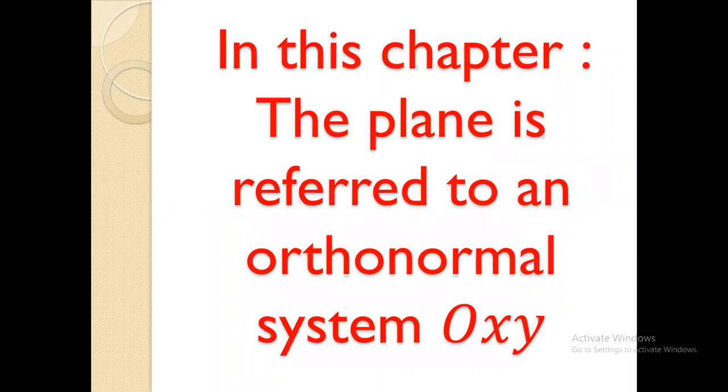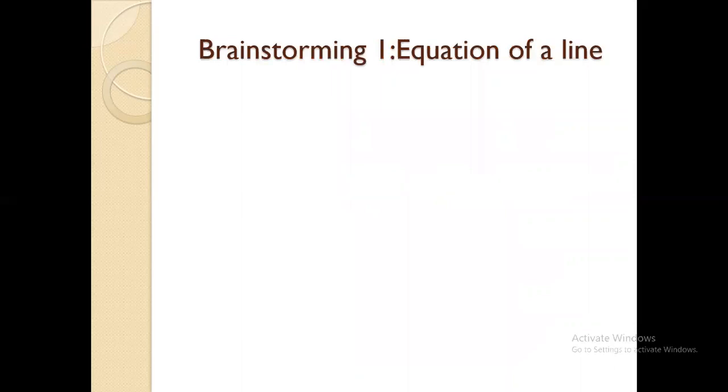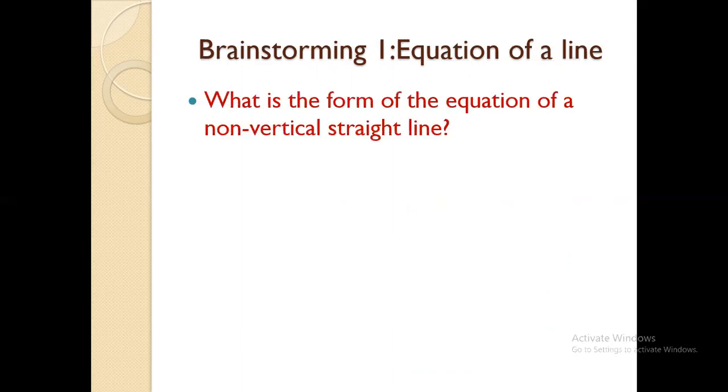Throughout this chapter, the plane is referred to an orthonormal system, xOy. So whenever we consider a certain point or points, or a straight line, assume that the plane is an orthonormal system. Let me start with a brainstorming about the equation of a line. What is the form of the equation of a non-vertical straight line?